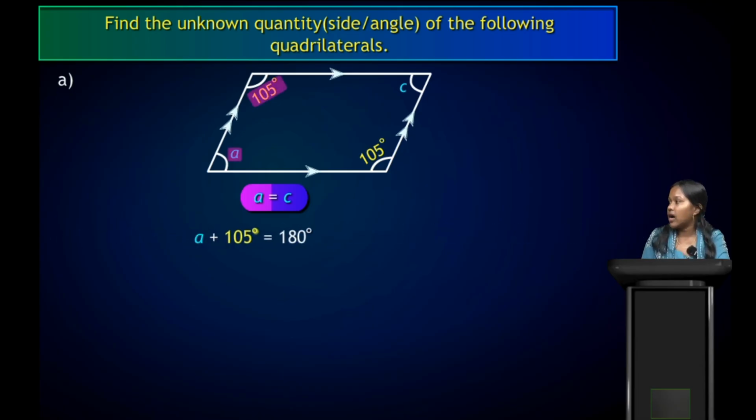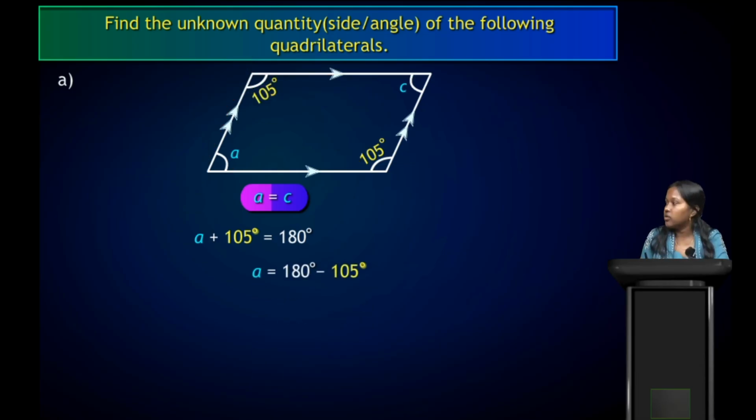Okay, so now we are having 105 and another angle A is given. That means these two are adjacent. Why adjacent? Because here you see these are two parallel lines and it is bounded with one transversal line. So these angles, angle A and this 105, these two are adjacent angles. So this adjacent angle sum is equal to 180 degree.